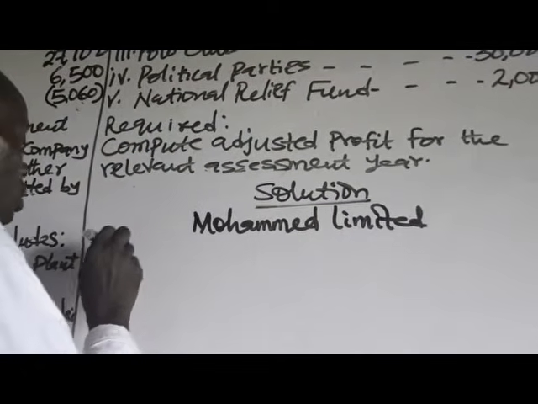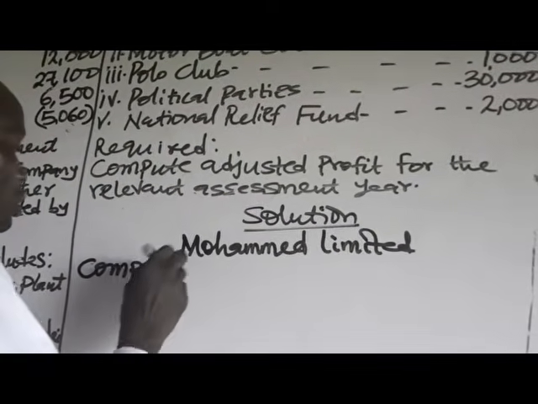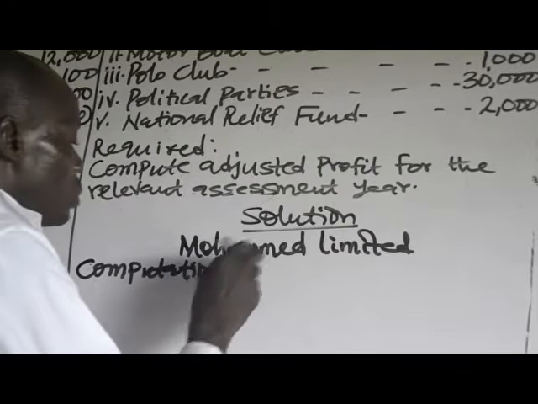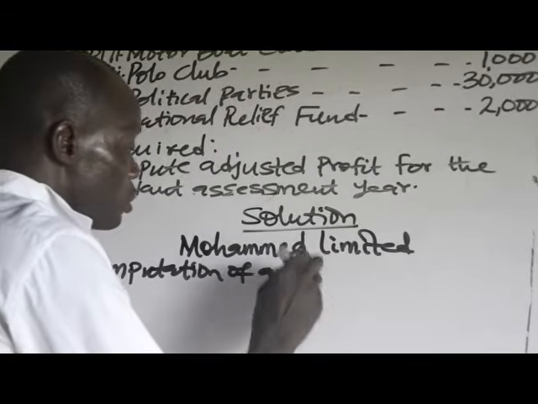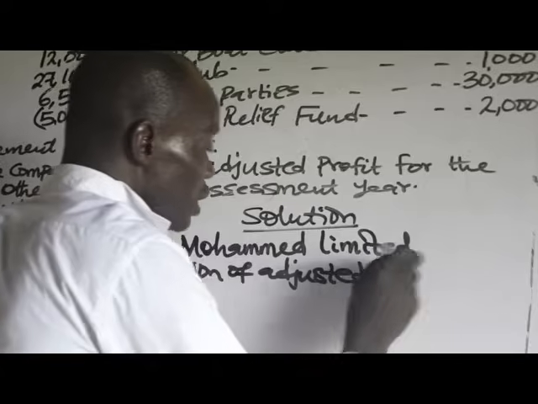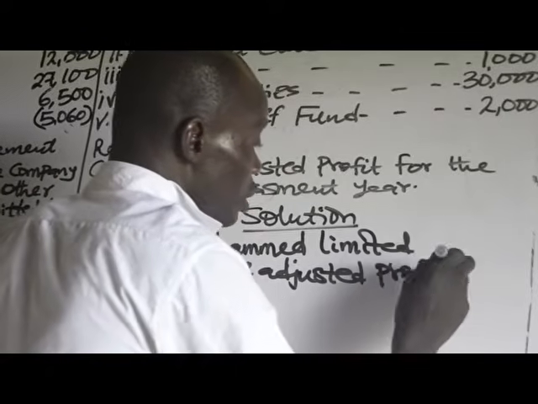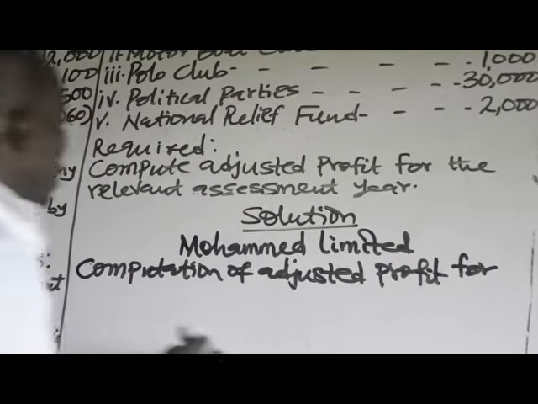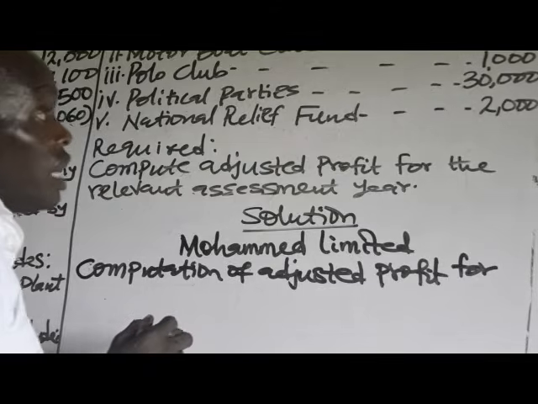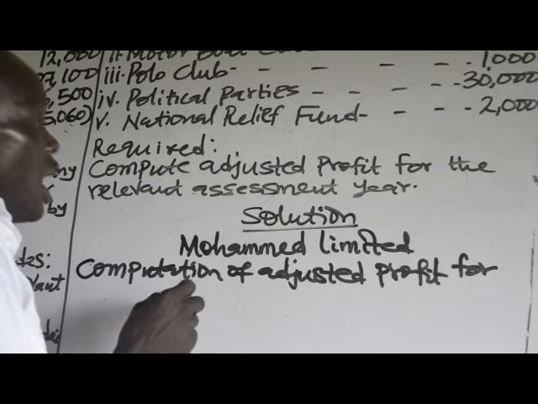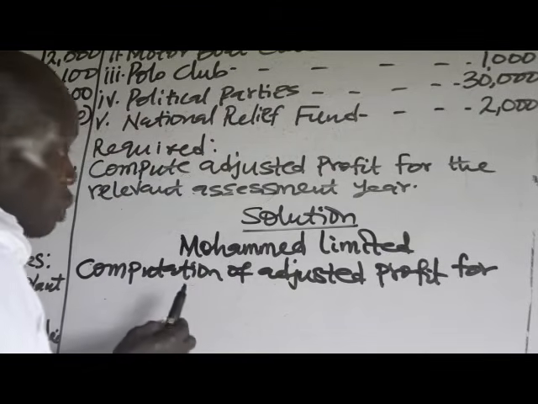Computation of adjusted profit for the accounting year of Mohammed Limited, which is 2021.